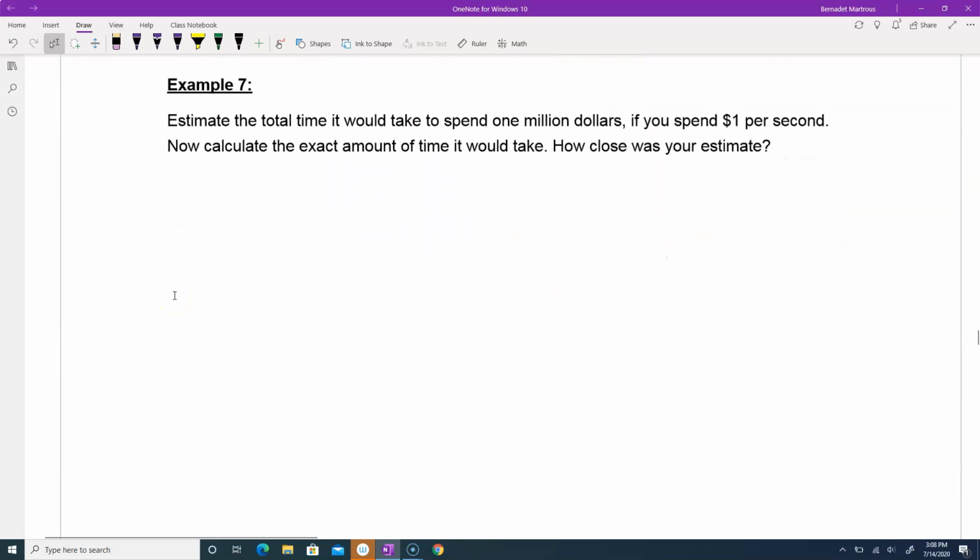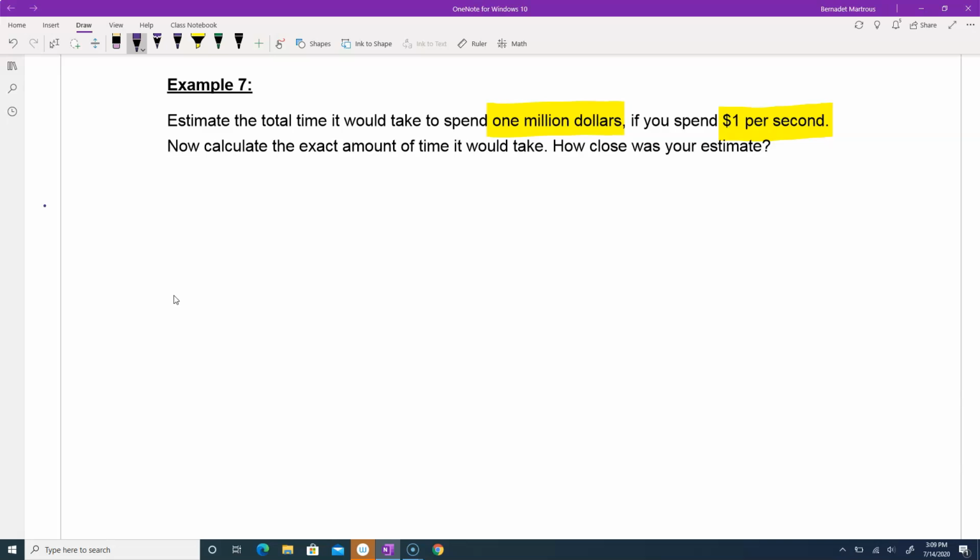Now, example number 7, estimate the total time it would take to spend $1 million. Here we have $1 million. If you spend $1 per second, so this is clear that if you spend $1 per second, meaning that you have to spend 1 million seconds. Okay. Now calculate the exact amount of time it would take. How close was your answer? So this is for fun, because this is easy to find.